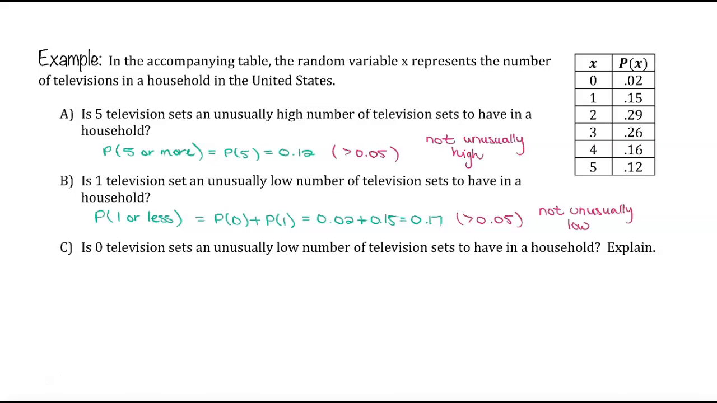Now let's determine if 0 television sets is an unusually low number. To find that, we need to calculate the probability of 0 or less, which is obviously just the probability of having no television sets. Looking at the probability distribution, we know that this probability is equal to 0.02. This time we have a value that is less than or equal to 0.05. So this is significant. We find that 0 is an unusually low number of television sets.